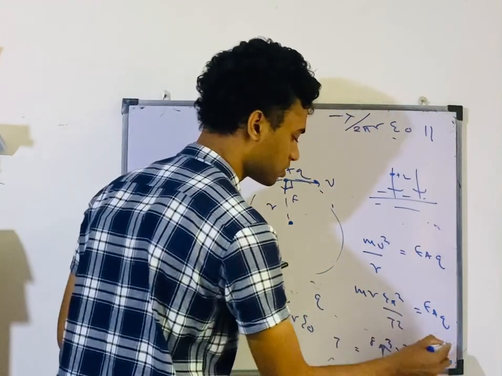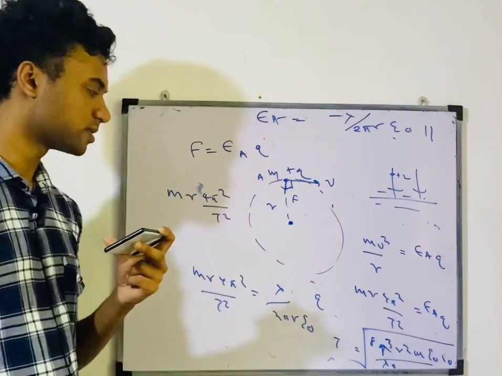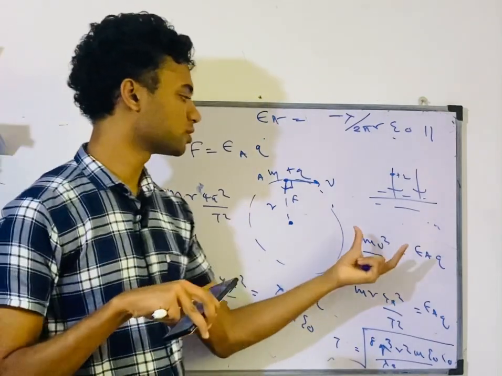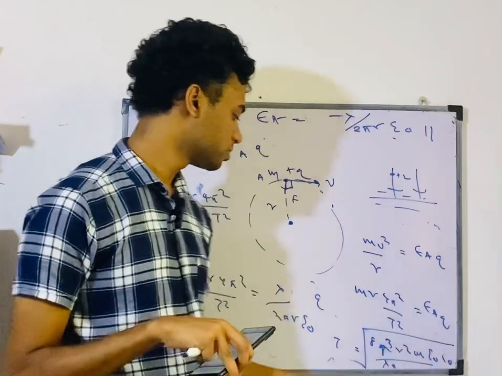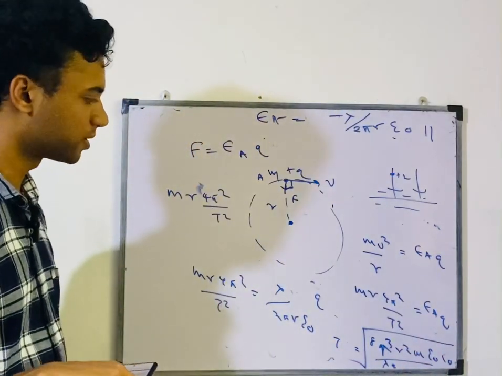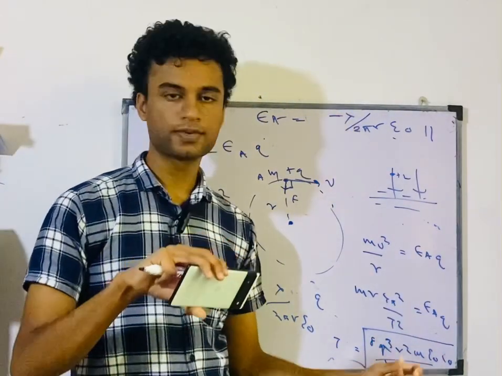So T is equal to what? Square root of this. The answer is the first one, because you don't need the minus charge since you've already mentioned directions, right? mv squared over r is EAQ. So don't substitute the minus charge. It's unnecessary. So the answer is the first one, right?